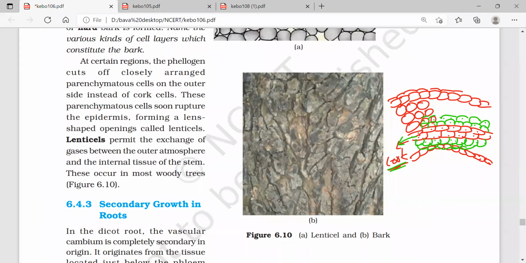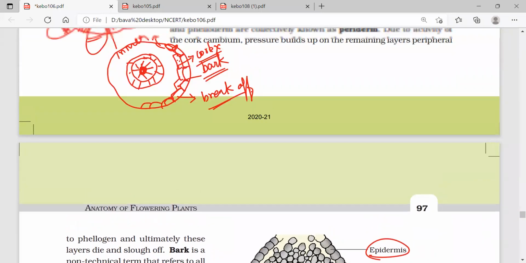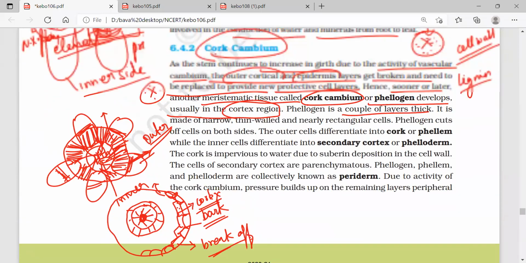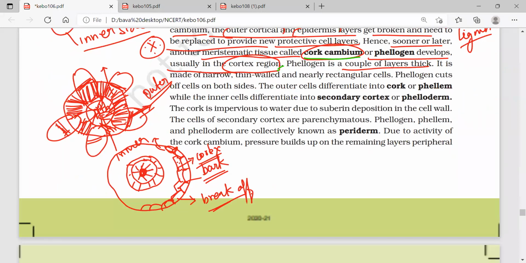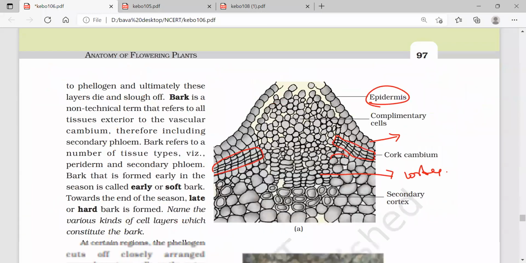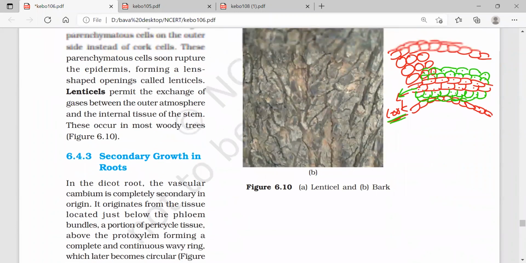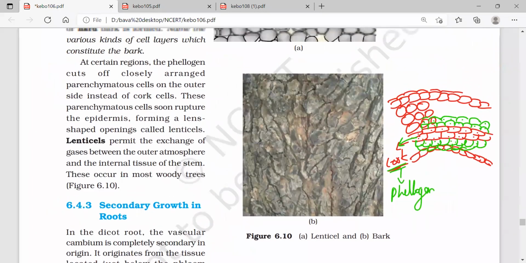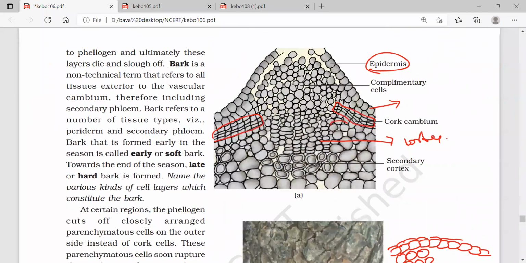And let me talk about the names of these two newly synthesized cells here. Okay, listen. The cork cambium or phellogen develops usually in the cortex region. Now, this is the cork cambium, otherwise it is called phellogen, or cork cambium. Okay, now listen. The phellogen is a couple of layers thick.